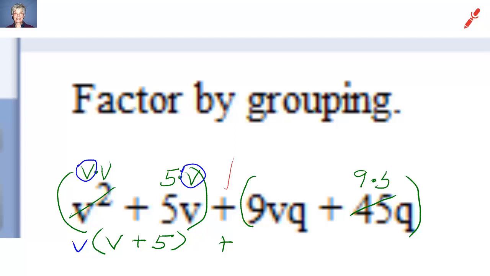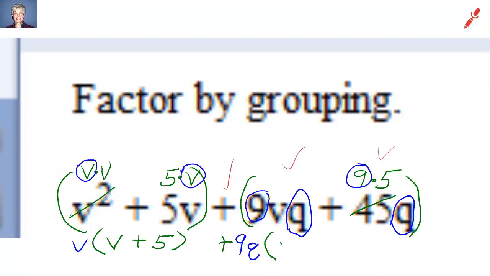Now I'm going to do the same thing to the second set of parentheses. 45 breaks down into 9 times 5. So I can see that both of these terms include a 9 and a Q, which becomes my GCF. I write it in front. And then in parentheses, I write the leftovers. A V plus a 5.